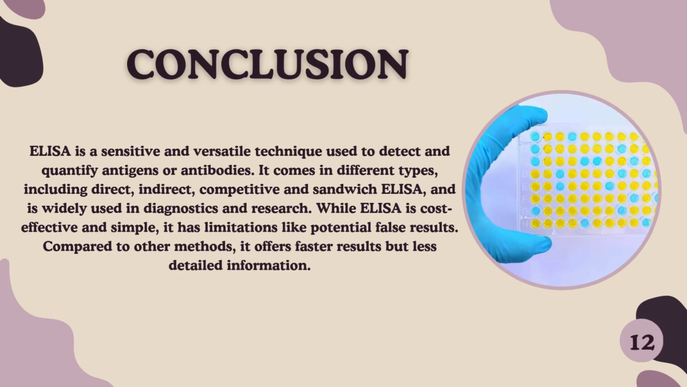So the last slide is conclusion. ELISA is a sensitive and versatile technique used to detect and quantify antigens or antibodies. It comes in different types, including direct, indirect, competitive, and sandwich ELISA, and it is widely used in diagnostics and research. While ELISA is cost-effective and simple, it has limitations like potential false results compared to other methods. It offers faster results but less detailed information.